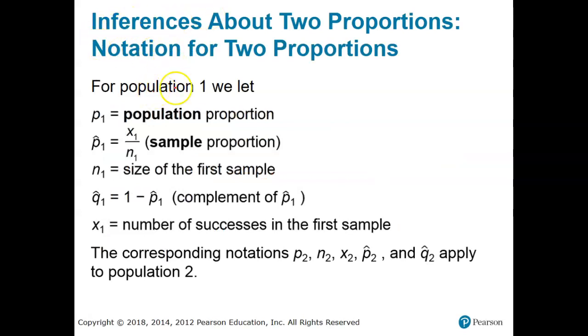Okay, so some notation that you need to be familiar with. We're going to subscript everything with ones and twos. If it's coming from sample 1 or population 1, then it's subscripted with 1. So p sub 1 is the population proportion for population 1. p hat sub 1 is simply x over n for population 1. n sub 1 is the sample size for population 1. q hat sub 1 is 1 minus p hat sub 1, the complement of p hat sub 1. x sub 1 is the number of successes in the first sample, and we could change all these to twos, and they would correspond to population number 2.